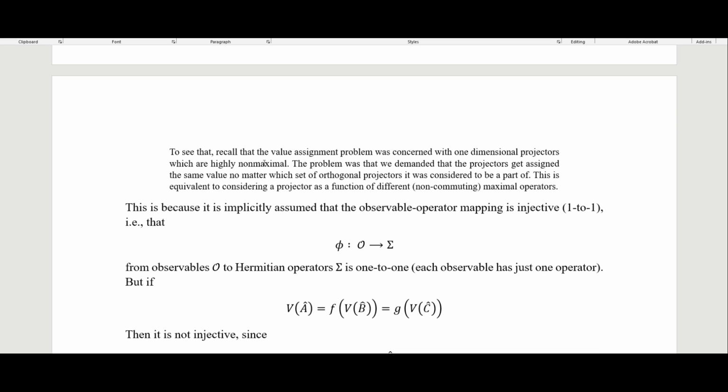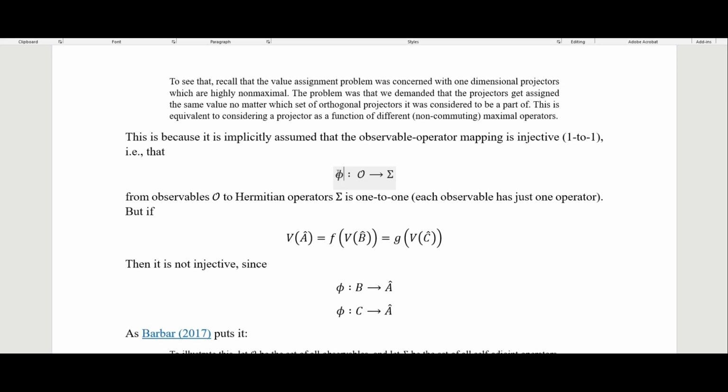To see that, recall that the value assignment problem was concerned with one-dimensional projectors, which are highly non-maximal. The problem was that we demanded that the projectors get assigned the same value no matter which set of orthogonal operators it was considered to be a part of. This is equivalent to considering a projector as a function of different non-commuting maximal operators. And this is because it's simply assumed that the observable to operator mapping is injective, so one-to-one.